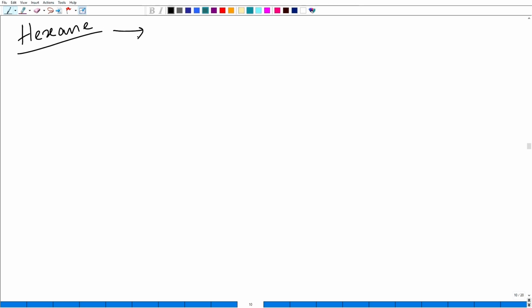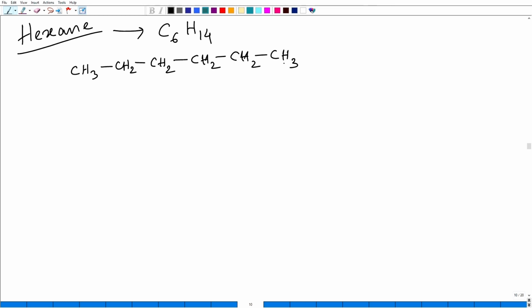So, what is the formula of hexane? C6H14, right. So, it can be written as CH3, CH2, CH2, CH2, CH2, CH3. So, this is the basic straight chain, that is N-hexane.